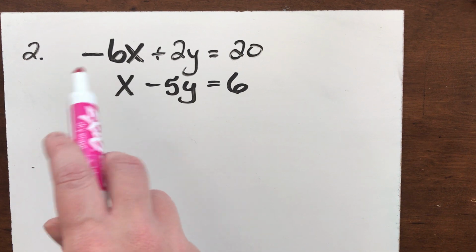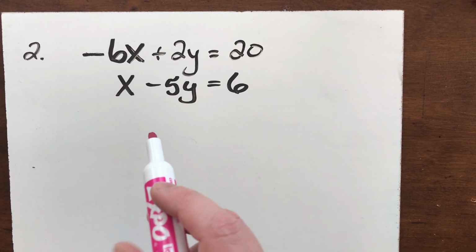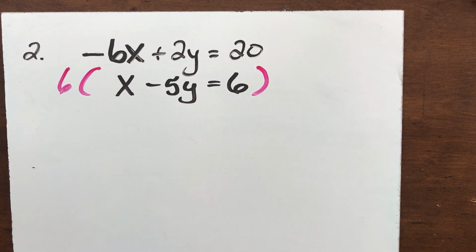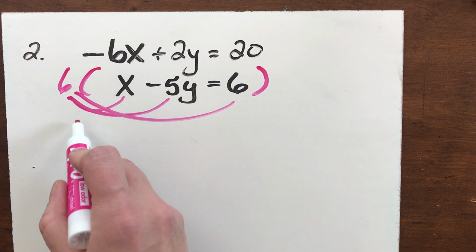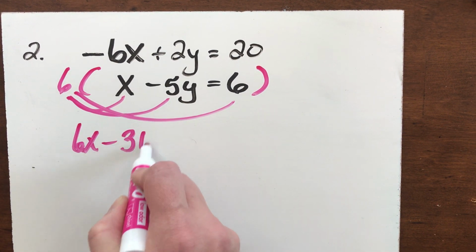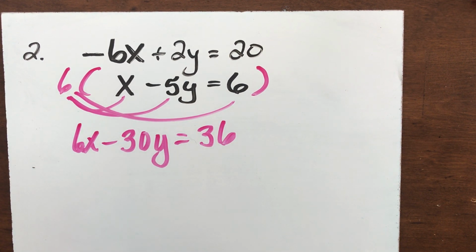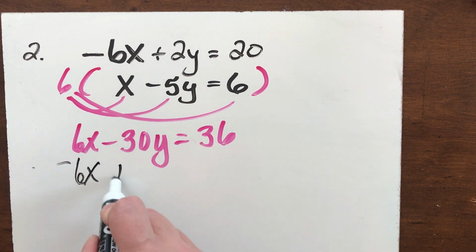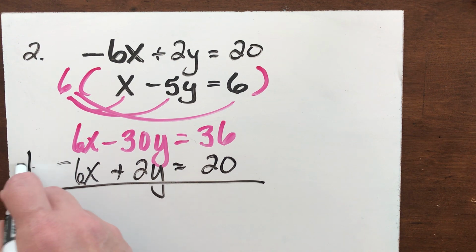So if the -6x is up top, what do I need on bottom? Yes, positive 6. So I'm going to multiply the entire thing by positive 6. When I use the distributive property 3 times, I get 6x minus 30y equals 36. Then I bring down that top equation that I didn't touch and put it underneath: negative 6x plus 2y equals 20. Then I am good to go because I have my opposite coefficients.